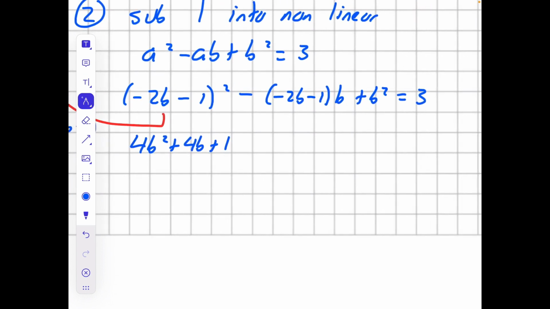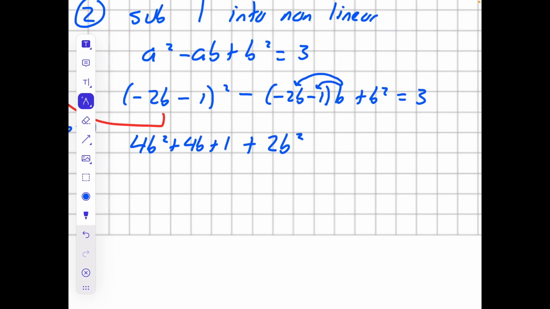Now, be very, very careful here. There is a minus sign here, and you're multiplying in a b as well. So we're going to take this nice and slowly. We're going to multiply b by minus 2b. That's going to give me minus 2b squared. And then we have a minus here, so minus 2b squared will be plus 2b squared.